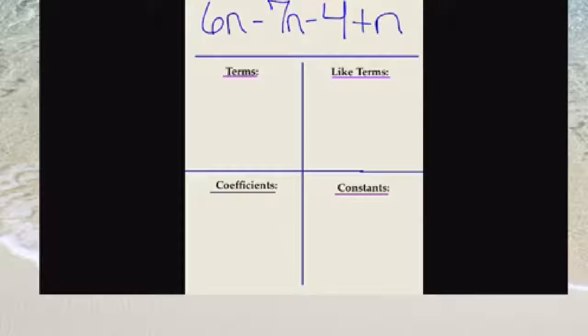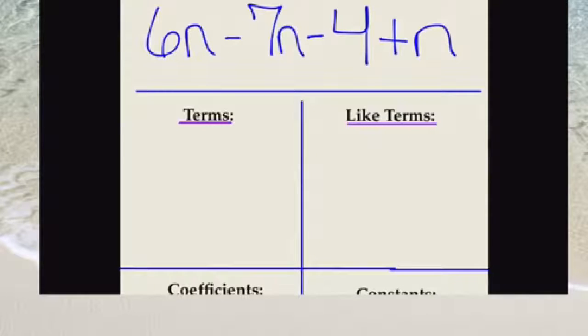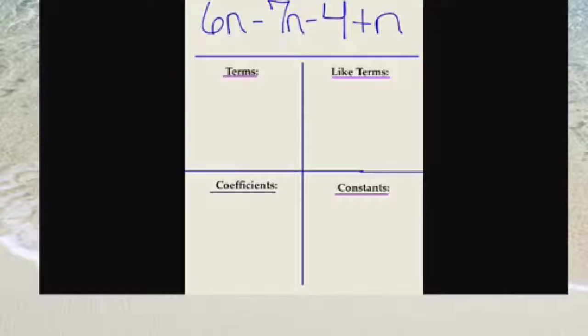Go ahead and swipe the page, and we've got our first expression here to try. 6n minus 7n minus 4 plus n. Okay, and what we're going to be doing here is labeling the terms, the like terms, the coefficients, and the constants. Let's start with the terms.